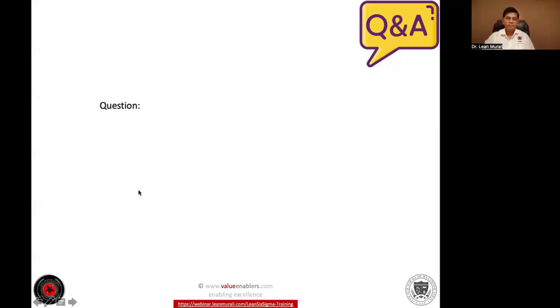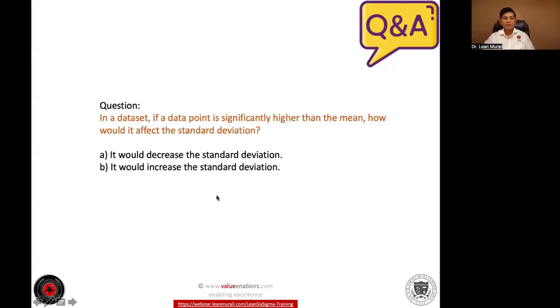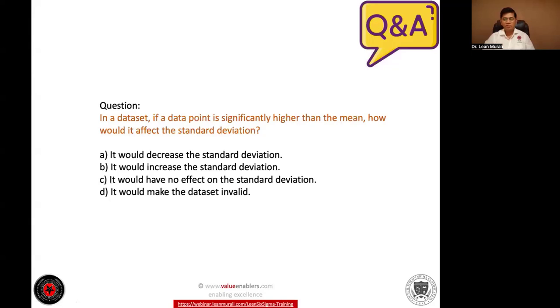Okay, hold on. If a data point is significantly higher than the mean, how will it affect the standard deviation? Will it increase, decrease, have no effect, or make the data set incomplete? Of course, it will increase the standard deviation, okay?